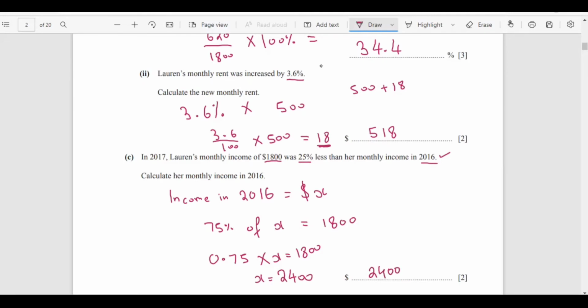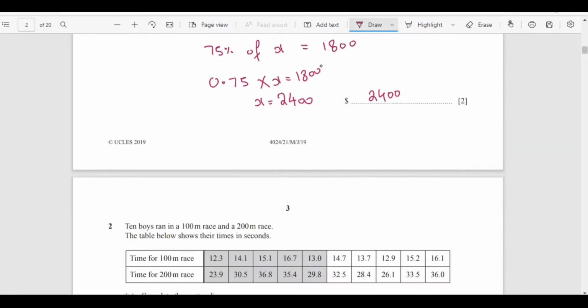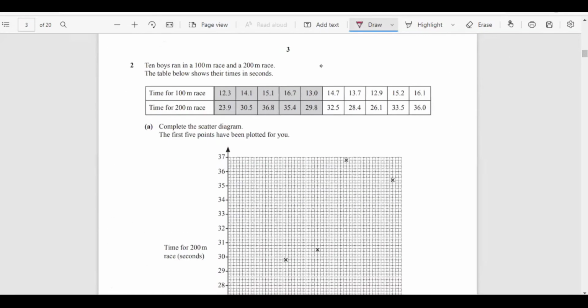Yes. Turhan, did you understand it now? Yes, I understand. Perfect. Yes, that is completely fine. But always remember, in such cases, you are not supposed to do 75% of 1800. That would be wrong because this is less, and in 2016 it was more, so it would obviously be more than 1800. All right. This was the first question. Let's talk about the second one.